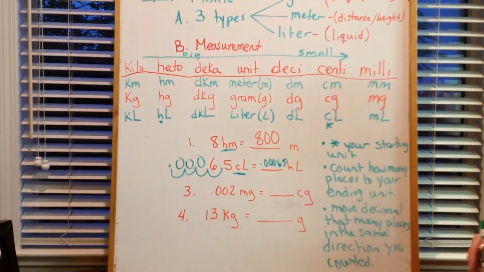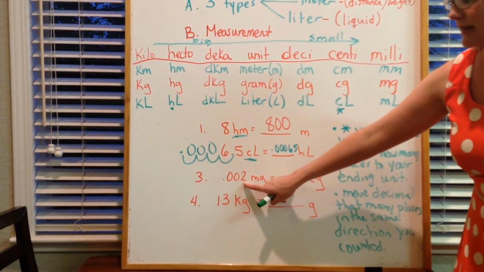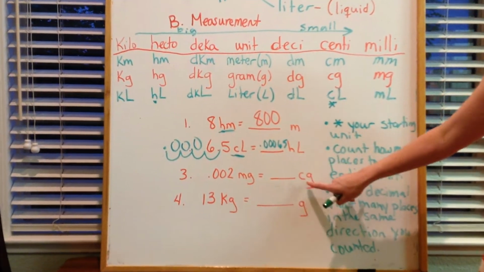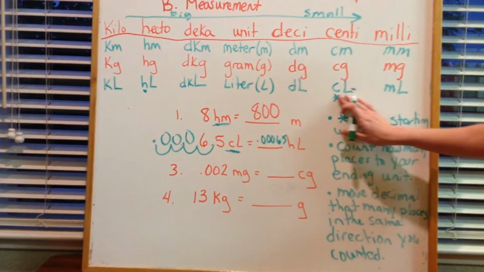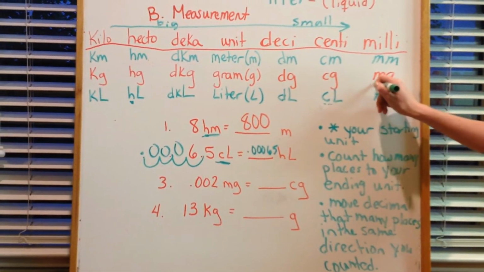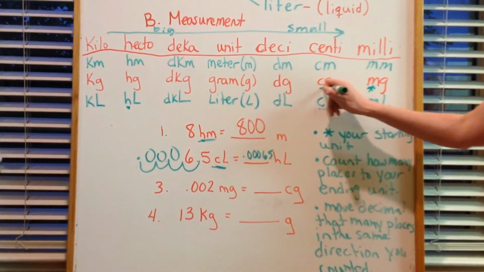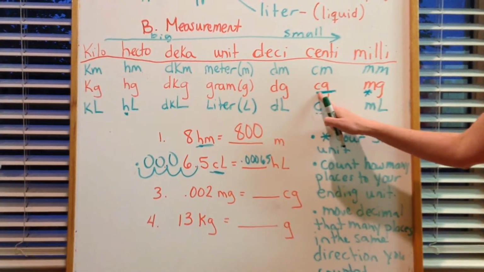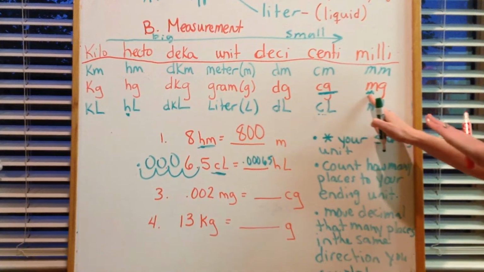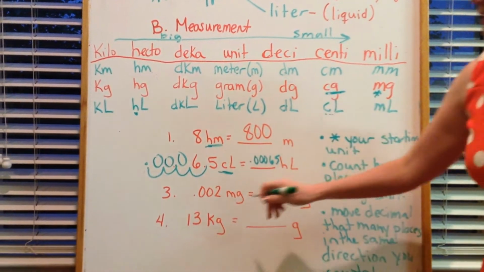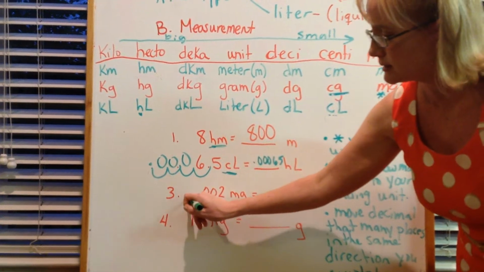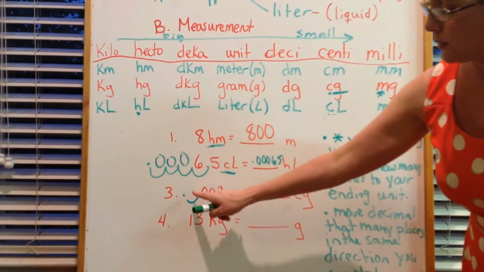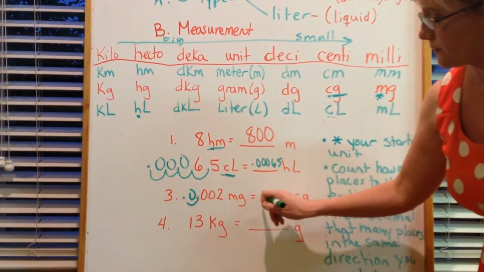Okay? So let's try again. Now we have 2,000 milligrams. We're going to turn it into centigrams. So we're starting here at milligrams, and we're turning it to centigrams. So we need to count how many places. One place. What direction will we be moving our decimal? To the left. My decimal's here, so we're going to move one place to the left. And what do we put there? A 0.